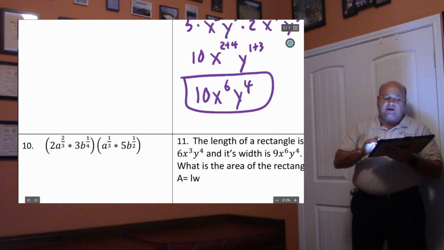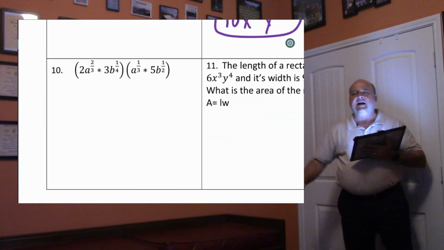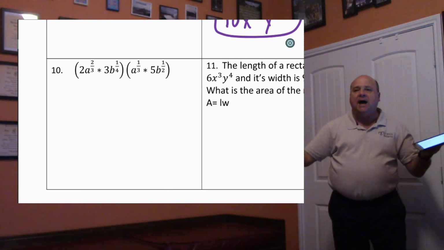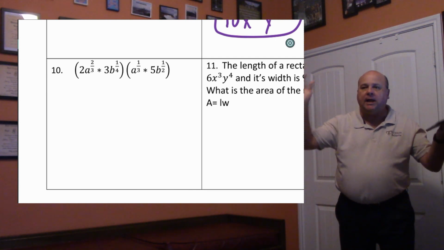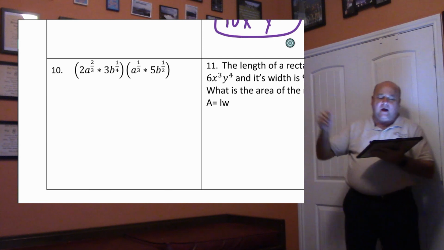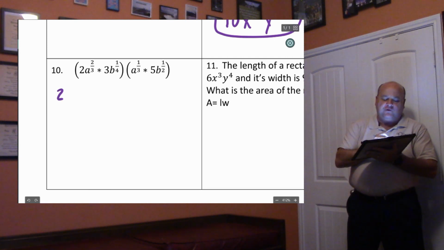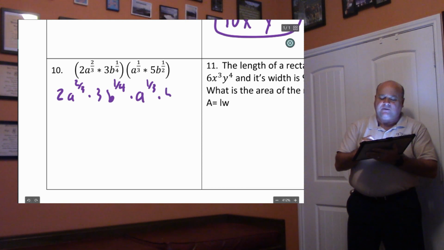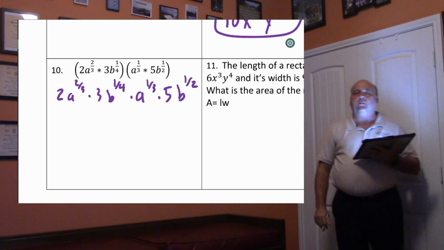Let's go to number 10. Number 10 is kind of tough, okay? Remember, sign, number, letter, exponent. Write down the whole problem without parentheses. So we have 2a to the 2/3 times 3b to the 1/4 times a to the 1/3 times 5b to the 1/2. So write down the whole problem without parentheses.